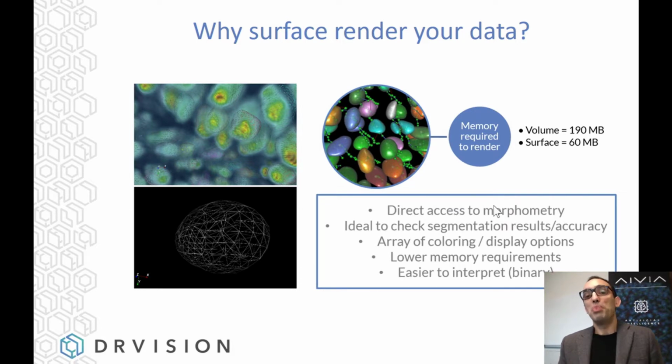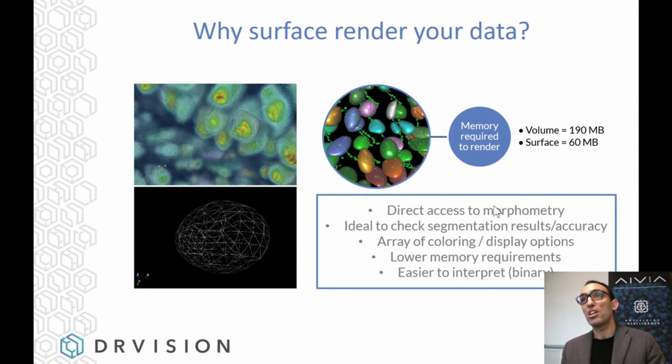So why do people like to do surface rendering in the first place? First of all, it's the easiest, most direct way to get to morphometric information. So the length of an object or the volume of an object is easily and quickly calculated if you already have the segmentation done.